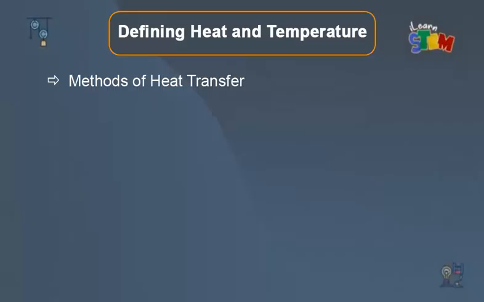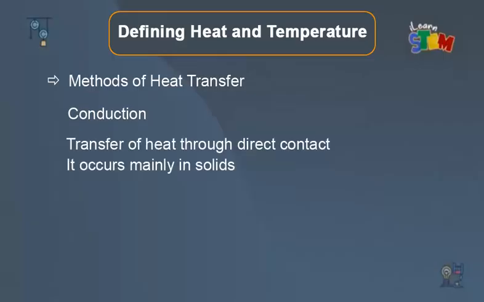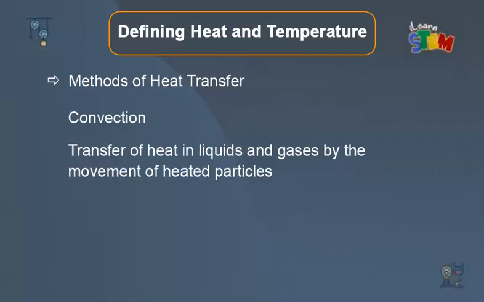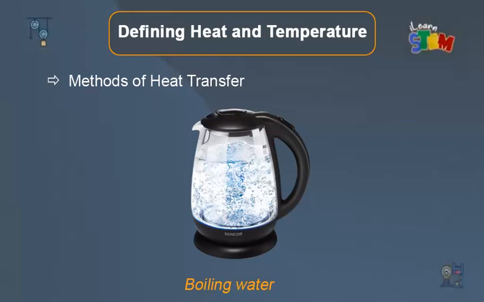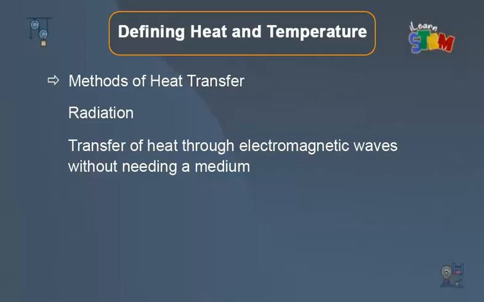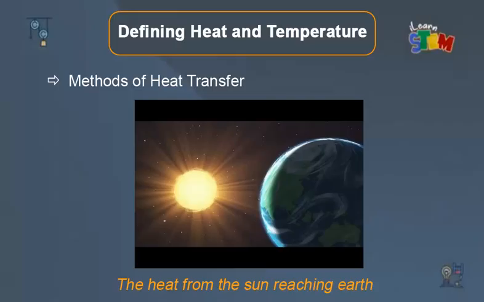Methods of heat transfer. Heat can be transferred in three ways. By conduction. This is the transfer of heat through direct contact, occurring mainly in solids. For example, when a metal spoon is placed in a hot pot, it eventually gets hot from the handle. By convection. It is the transfer of heat in liquids and gases by the movement of heated particles. Example, boiling water. And by radiation. This is the transfer of heat through electromagnetic waves without needing a medium. Example, the heat from the sun reaching Earth.